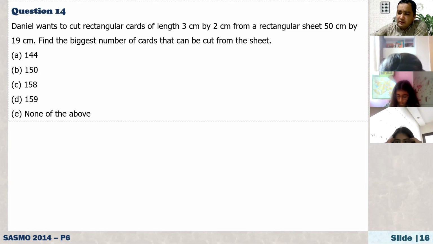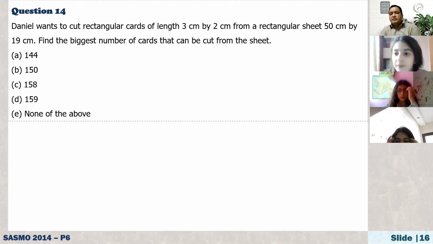Nigar, let's start with you. Nigar, after that Leila, after that Elmira, in this order. Let's read first, understand the question, then you start solving the question, okay? Okay, so Daniel wants to cut rectangular cards of length 3 centimeters by 2 centimeters from a rectangular sheet 50 centimeters by 19 centimeters. Find the biggest number of cards that can be cut from the sheet.